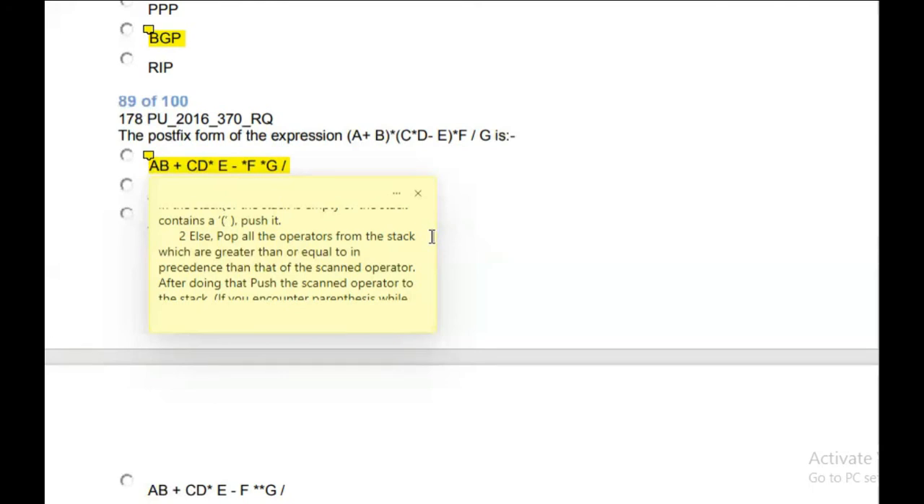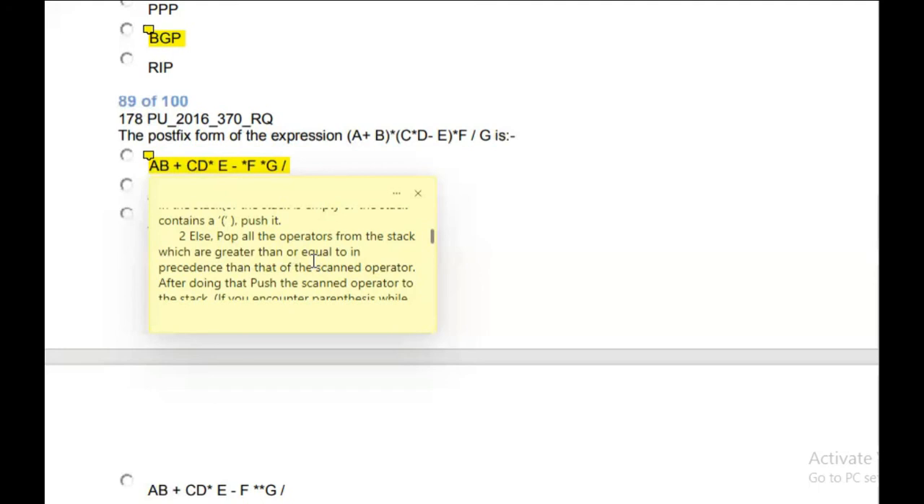So it's better to watch a good YouTube video to learn infix to postfix conversion. Else, pop all the operators from the stack which are greater than or equal in precedence to that of the scanned operator. So that's what I said: if we scan an operator and we are going to push it into the stack, and we find a higher or the same precedence operator, we pop all those operators from the stack.